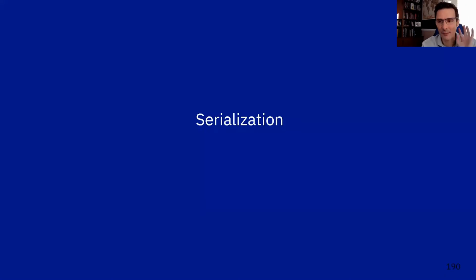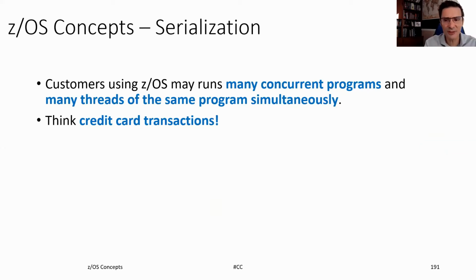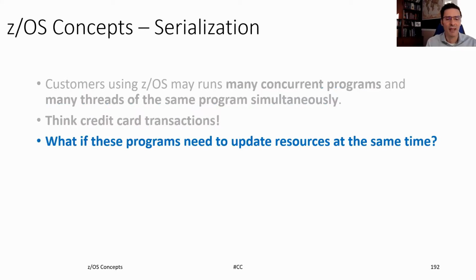All right, 2 last topics: serialization and managing workloads. So serialization, we talked about z/OS running tens of thousands of transactions per second on some systems. Clients literally have that kind of workload. With many concurrent programs and many threads of the same program running simultaneously, think of credit card transactions, for example, there has to be a way of managing updates of resources at the same time.